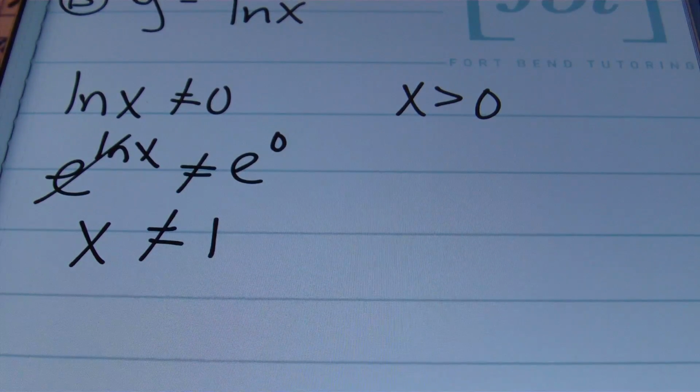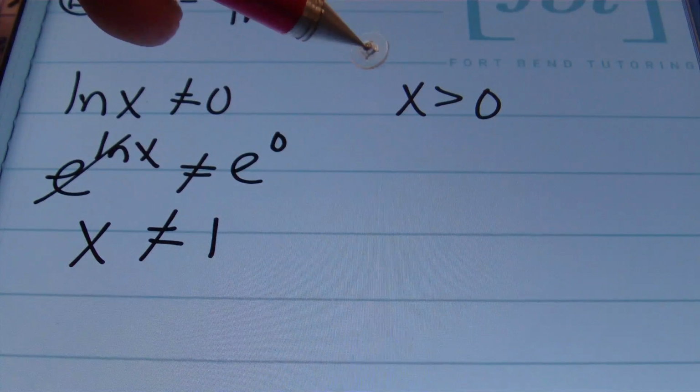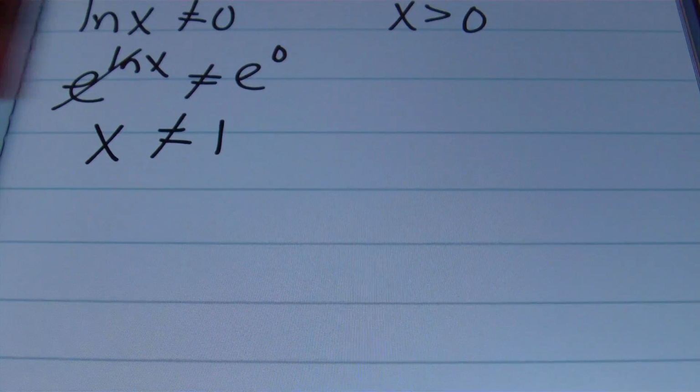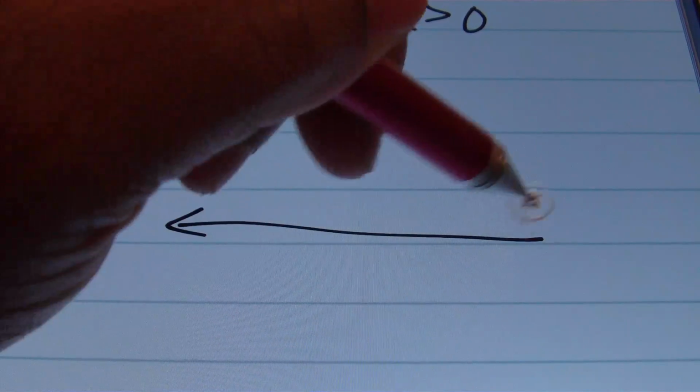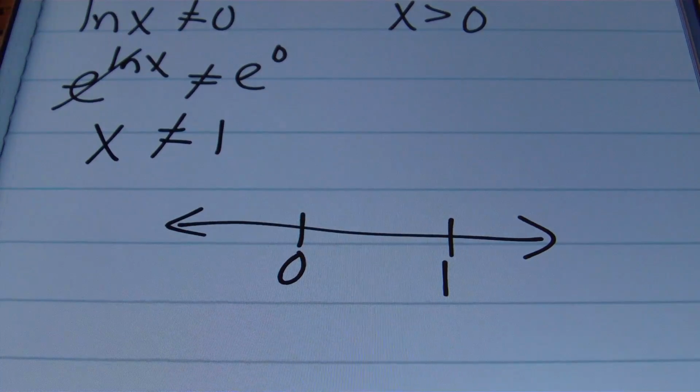All right, so here I found that x cannot equal 1 in addition to the fact that x has to be greater than 0. If we were to look at this on a number line, we'll end up with the following. On my number line here, I have 2 values. I have 0 and I have 1. I know that x has to be greater than 0 and also that x cannot equal 1.